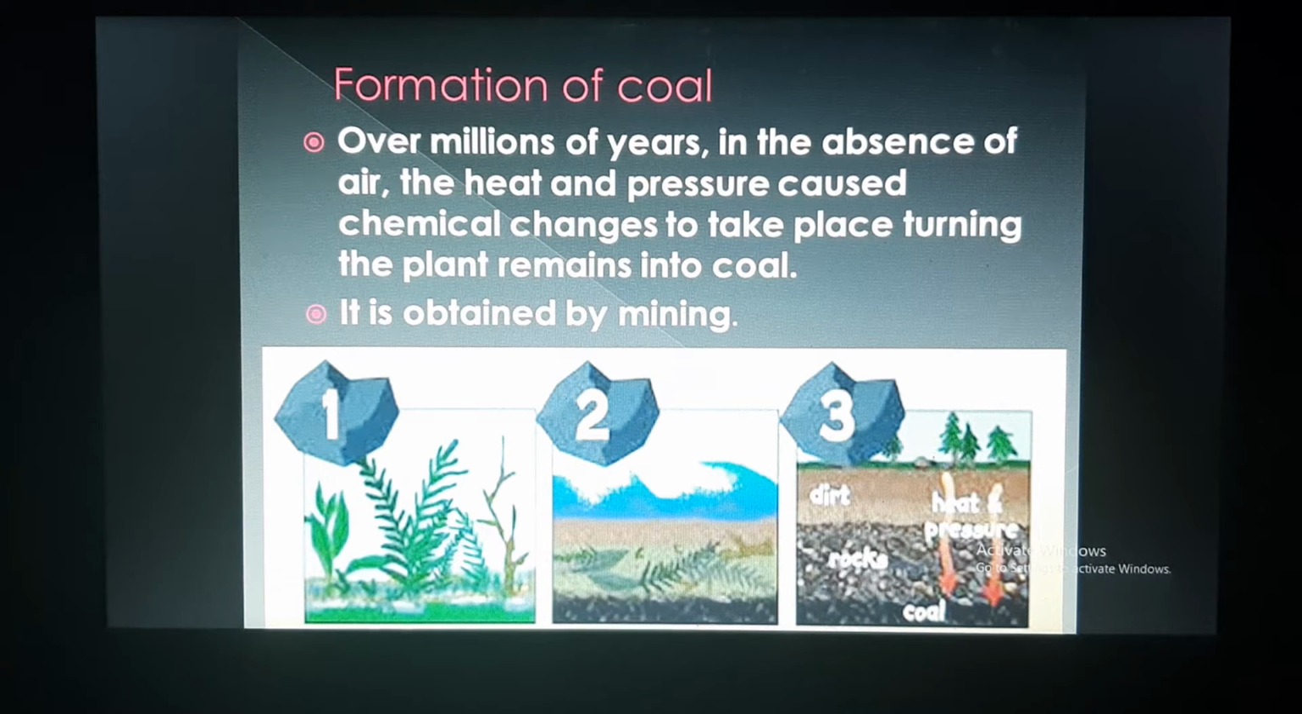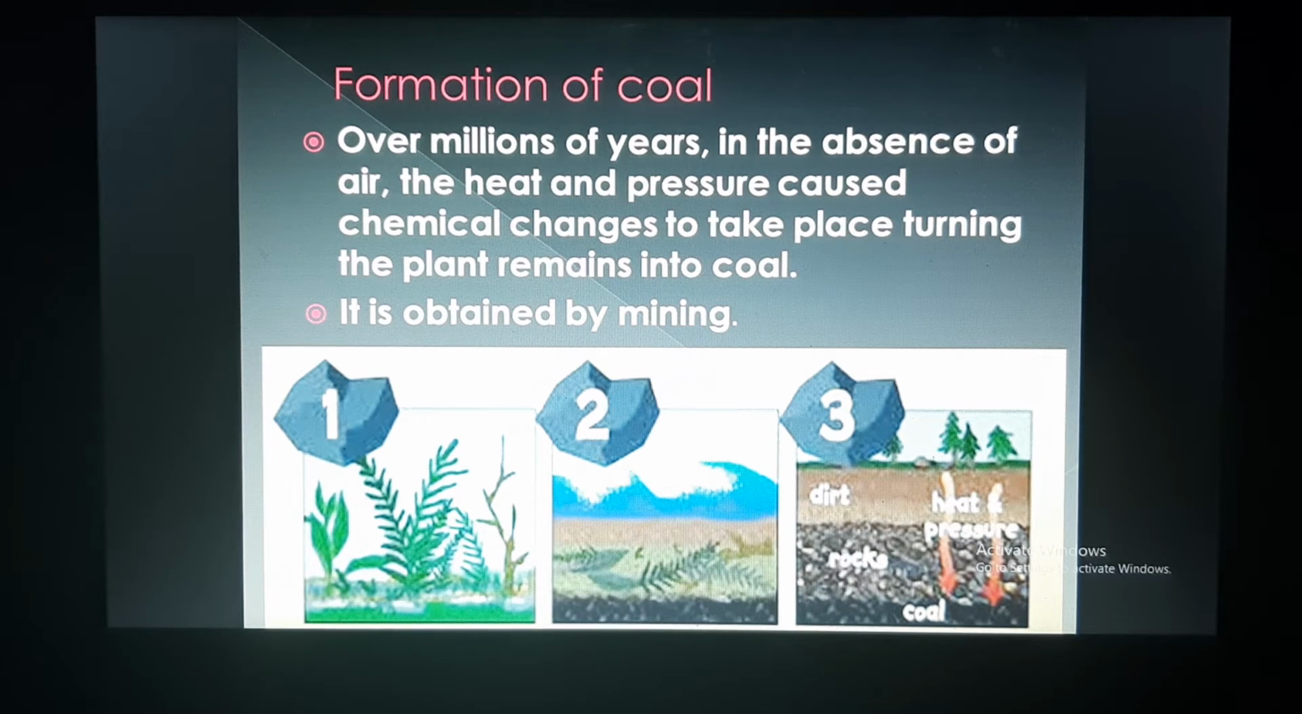This coal formation takes millions of years and takes place in the presence of heat and pressure. We know inside the earth it is very hot and there is also pressure. Due to this heat and pressure, many chemical reactions take place inside the earth. These chemical reactions convert the plant remains to coal.